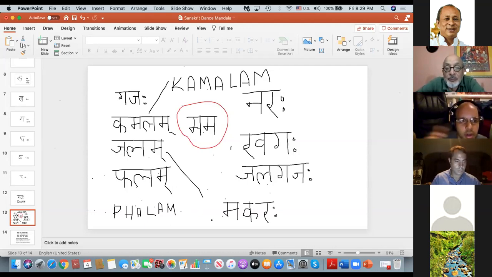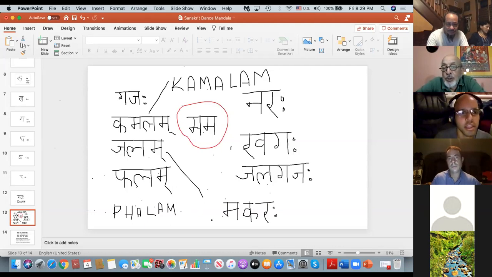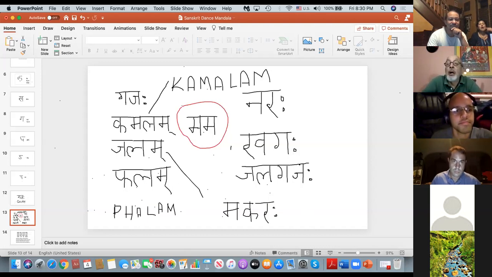How do you call the short version of the vowels again? It is called the matra. The short version is called matra. All right, thank you.